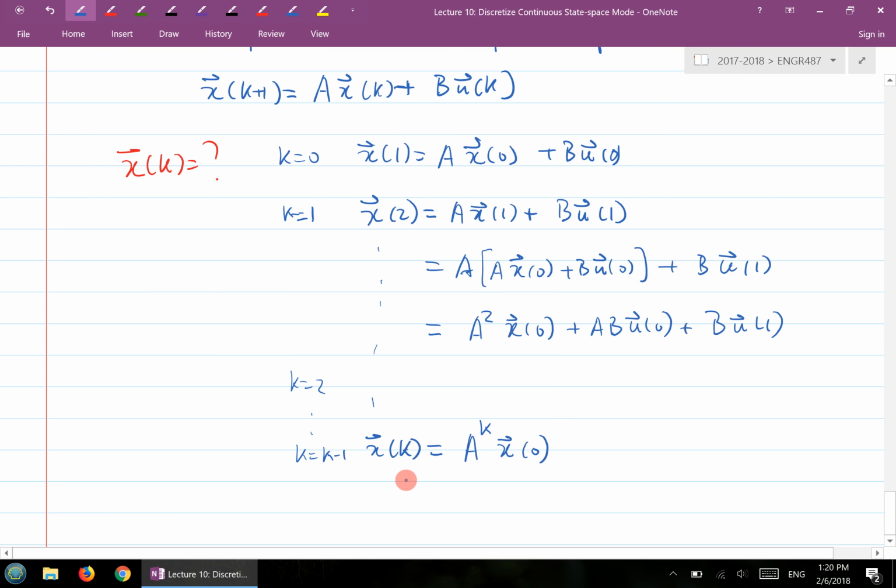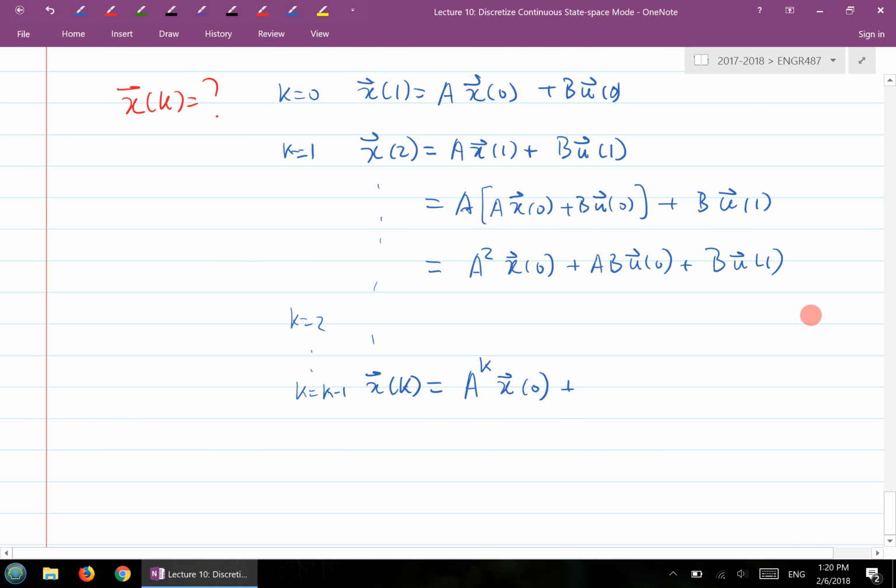Excellent. Okay, and then you have a whole bunch of terms associated with the control u of 0, u of 1 here, right? As you can imagine, there will be A times B times this, or A squared times B times this. You can put these terms together, but that's not what we're looking for. You can put these in a very brief description using the summation sign here. So this becomes A to the k minus 1 minus j, times B u of j.